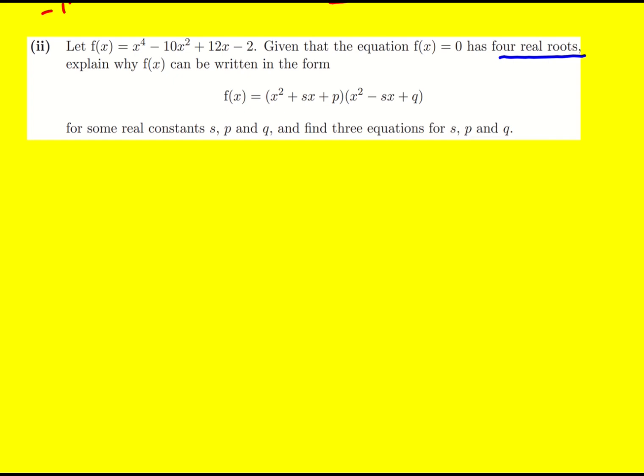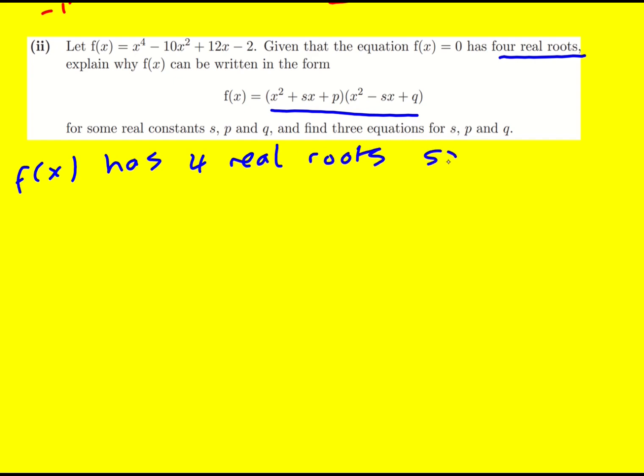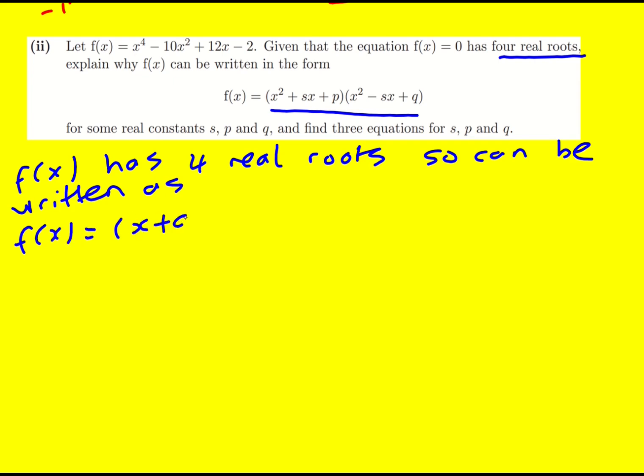We're asked to explain why f of x can be written as the product of two quadratics to start with. So let's take a look at that. f of x has 4 real roots, so can be written as f of x equals x plus a, x plus b, x plus c, x plus d, so the 4 brackets, because that would give us roots minus a, minus b, minus c, and minus d.